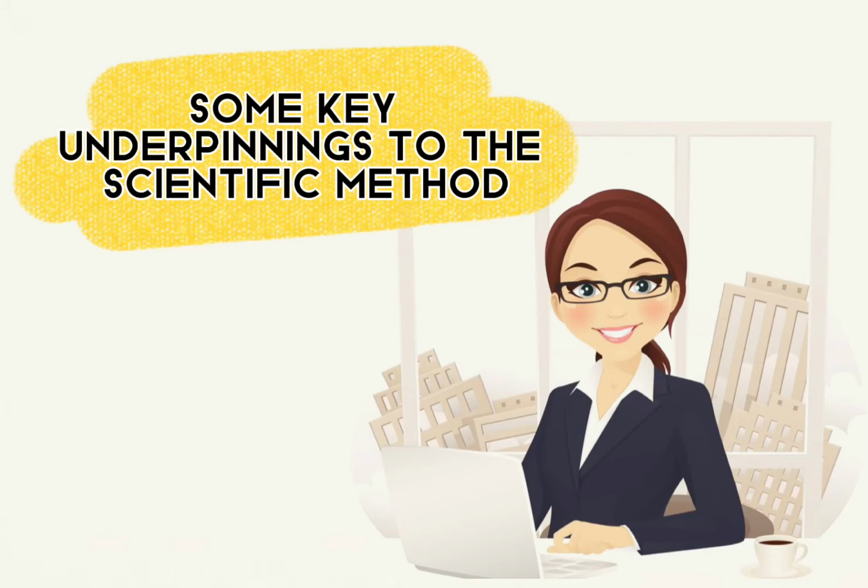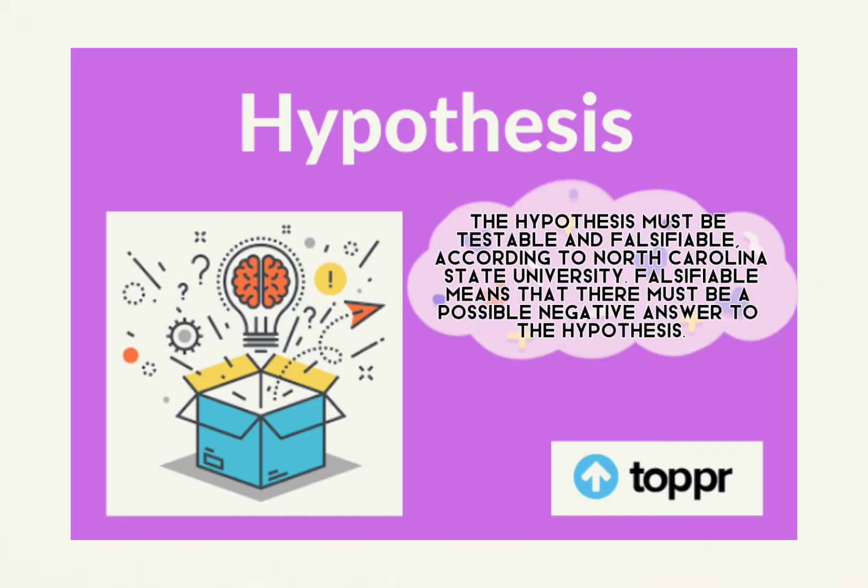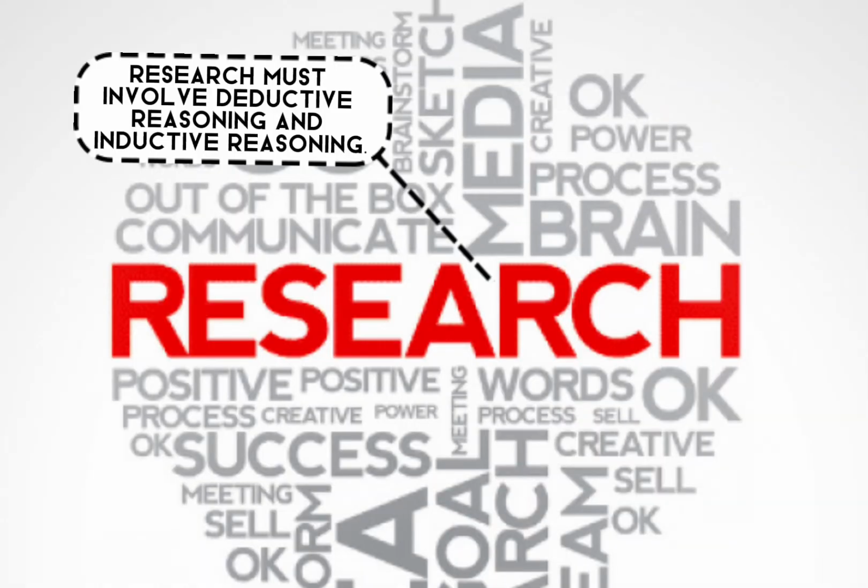Here are some key underpinnings to the scientific method. The hypothesis must be testable and falsifiable. According to North Carolina State University, falsifiable means that there must be a possible negative answer to the hypothesis. Research must involve deductive reasoning and inductive reasoning.